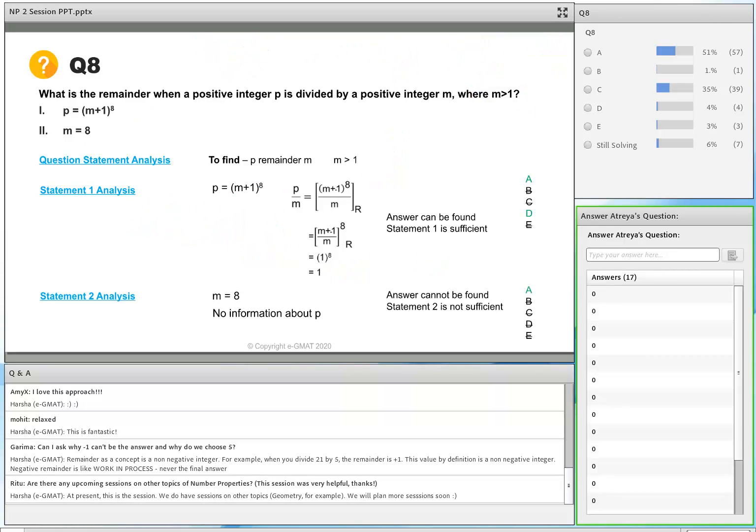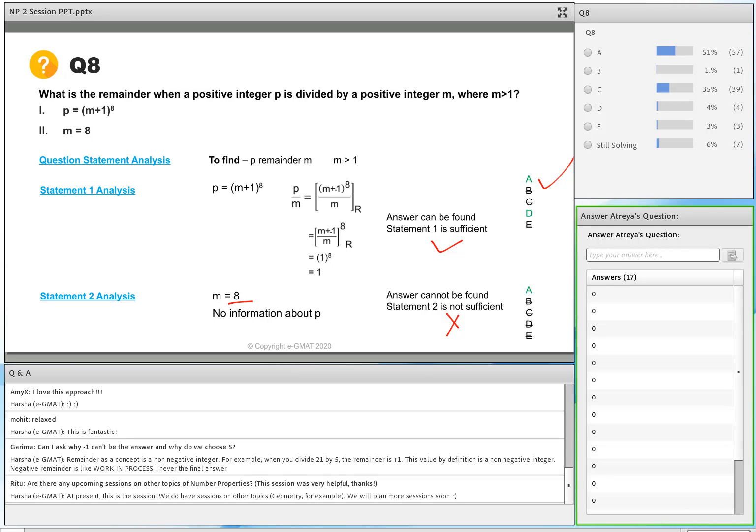What about the second statement? The second statement does not give me any information about P. It just tells me about M. Now, if it does not give me any information about P, I cannot say that the second statement is a sufficient statement. And since statement 1 is sufficient, 2 is not, the answer for this question is choice A.